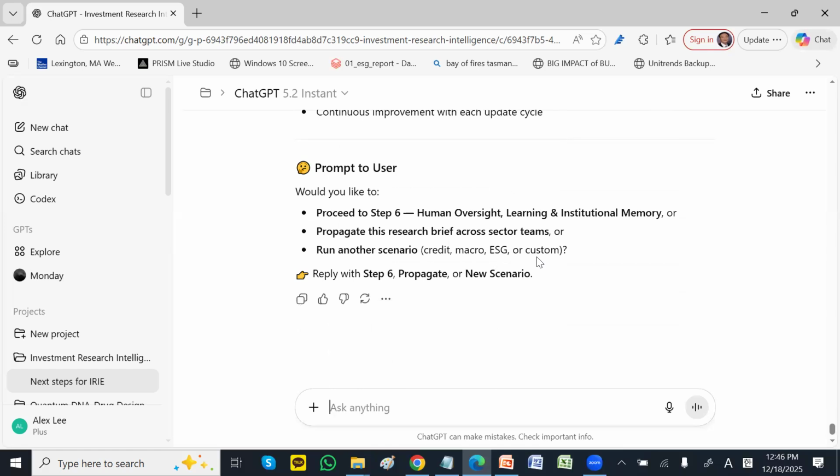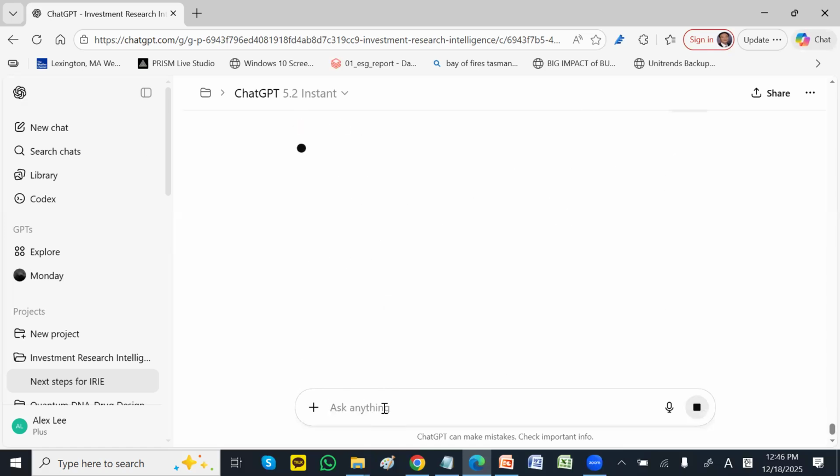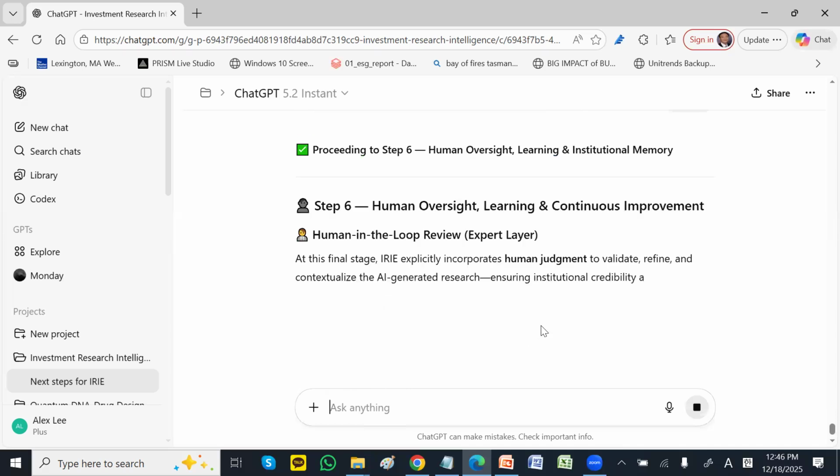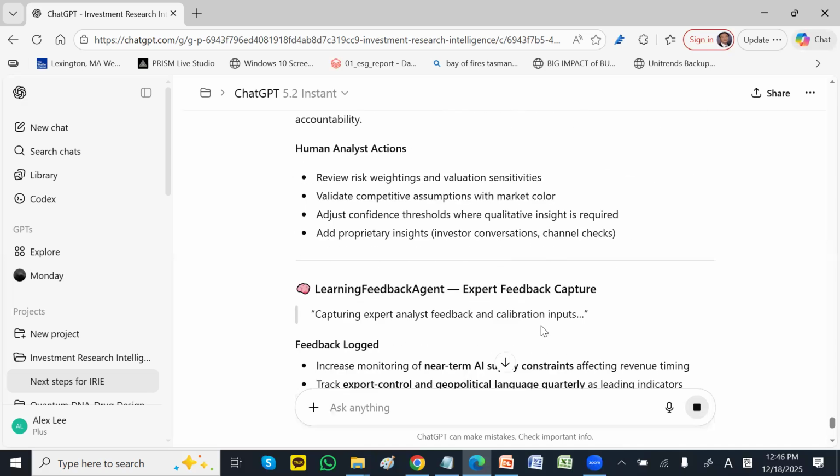And then if you want, you can go to the human oversight, where you want to do something additional and interact with this system. Human analyst actions: review risk weights and valuation sensitivities, validate competitive assumptions with market color, adjust confidence thresholds where qualitative insight is required, and add proprietary insight.